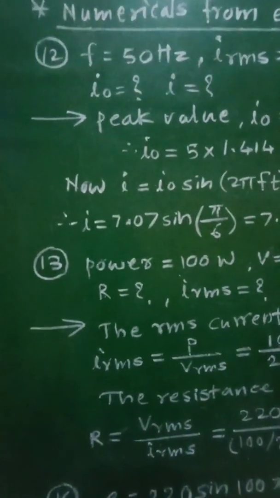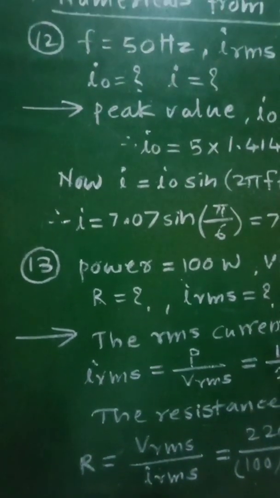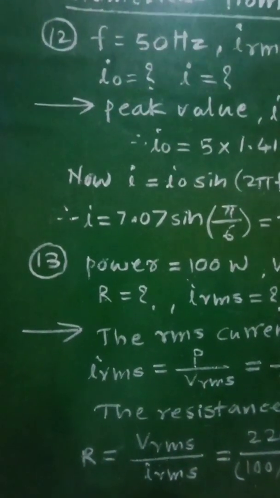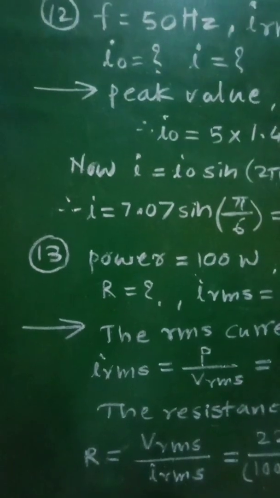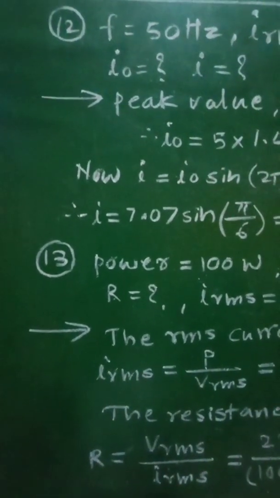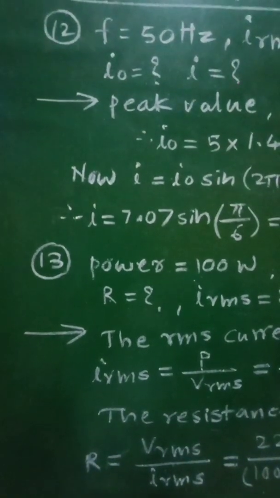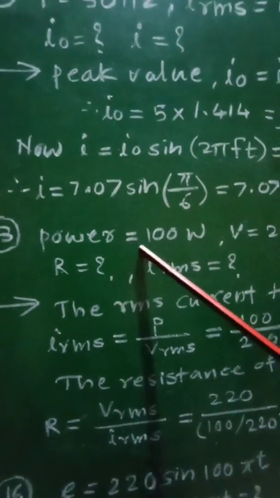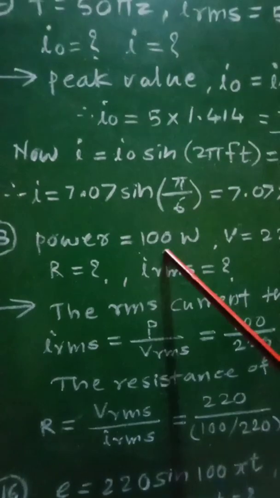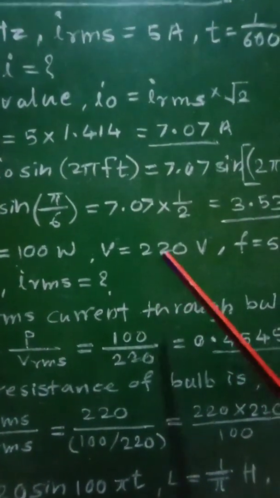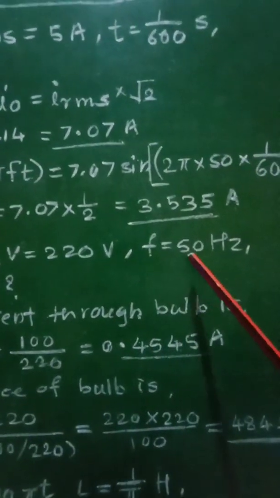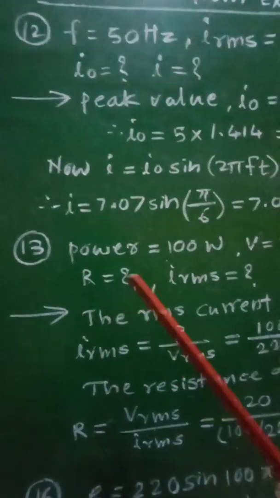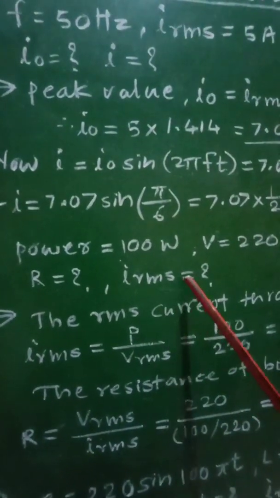Now let us see next numerical, that is numerical number 13, which is given as: a light bulb is rated 100 watt for 220 volt AC supply of 50 hertz. Calculate A, the resistance of the bulb, and B, the RMS current through the bulb. And therefore the given data for this numerical is power rated P is equal to 100 watt, then V RMS equal to 220 volt, then frequency f is equal to 50 hertz. We have to find out resistance of the bulb R and RMS current through the bulb, that is I RMS.